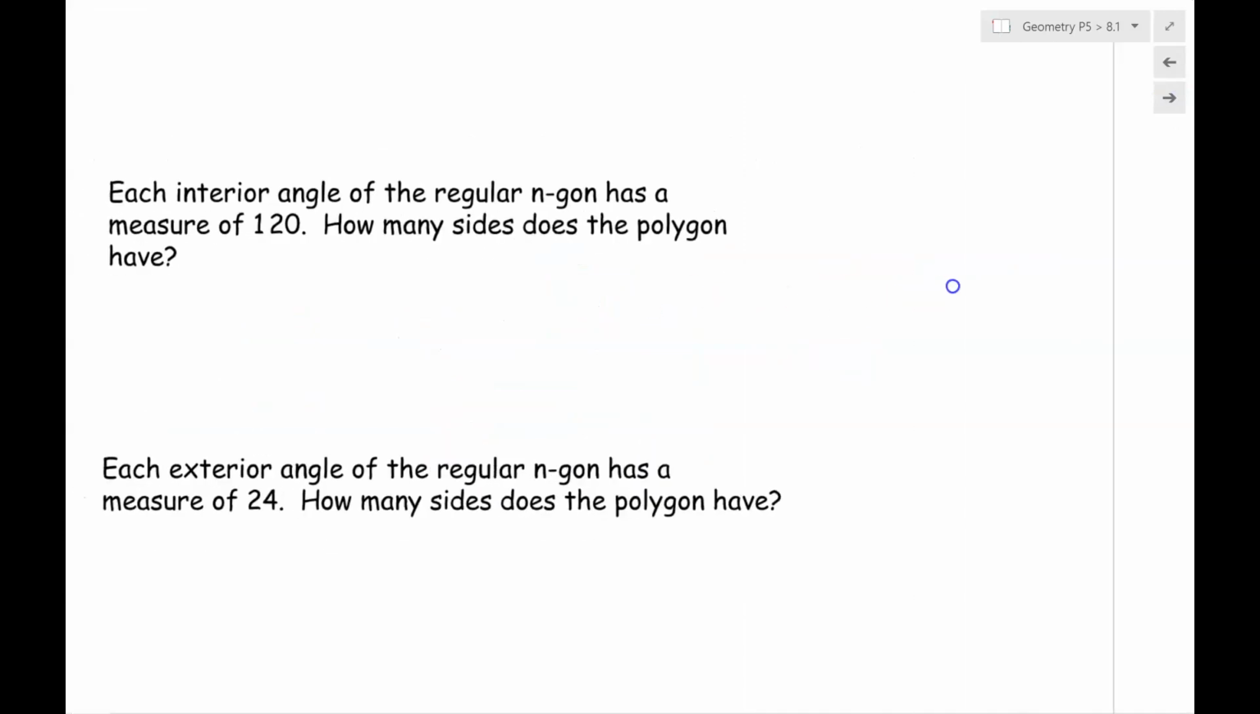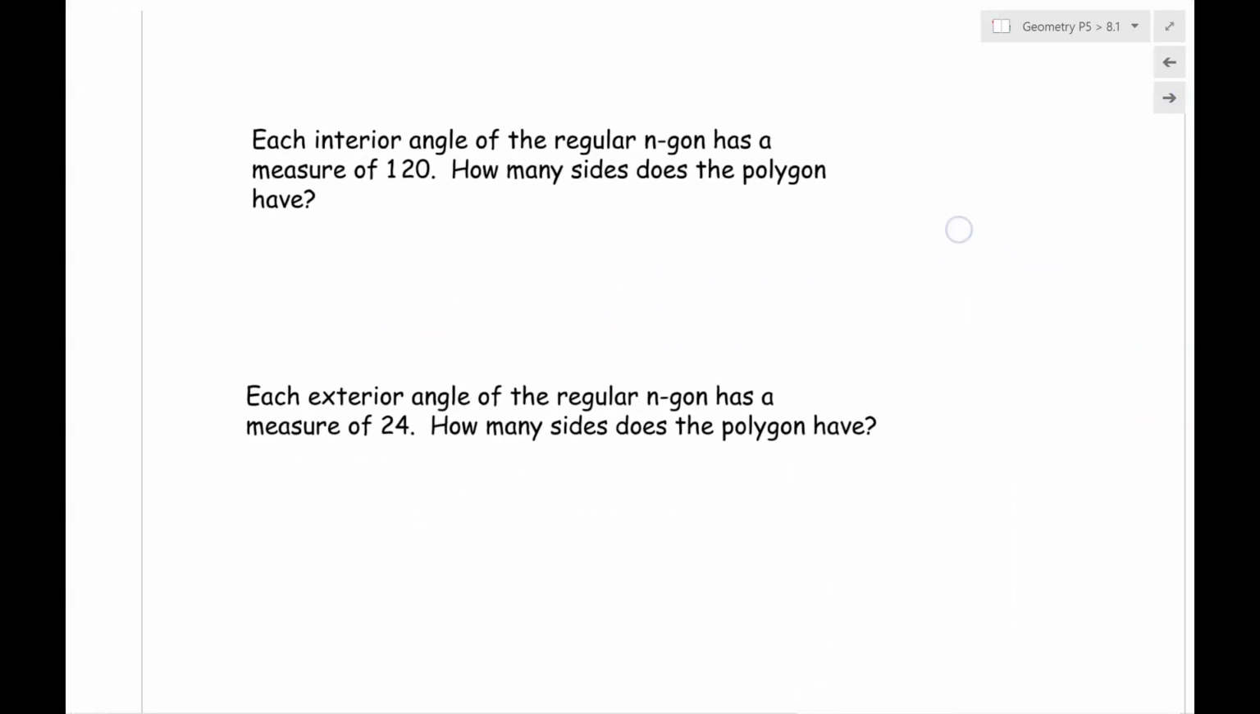Now, we're actually going to use that to help us. I'm going to go to the bottom one first. Okay? It says each exterior angle of a regular n-gon has a measure of 24. How many sides does the polygon have? Now let's think about what's going on here.